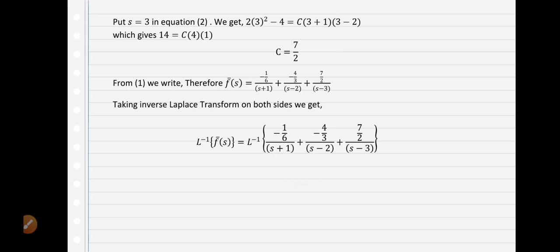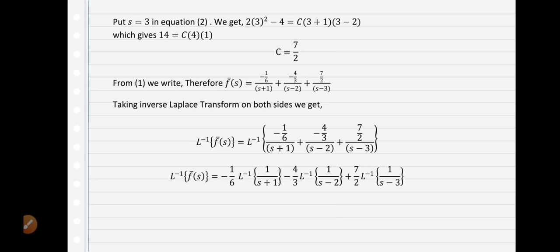Now by linearity property of inverse Laplace transform, we can write it as minus 1 by 6 L inverse of 1 upon s plus 1, minus 4 by 3 L inverse of 1 upon s minus 2, plus 7 by 2 L inverse of 1 upon s minus 3. Now whatever the terms are there in curly bracket, these are nothing but similar to 1 upon s plus a and 1 upon s minus a.